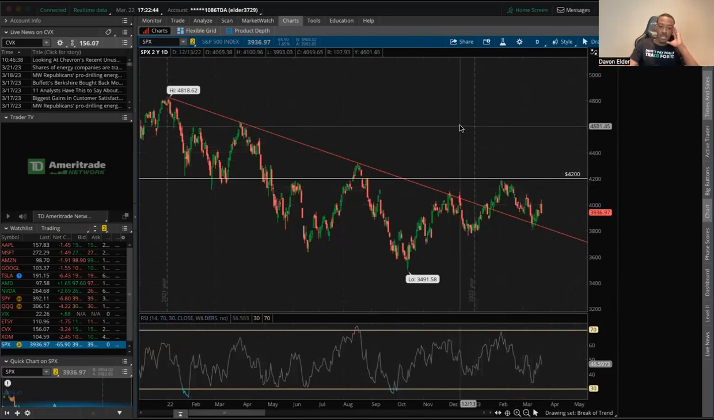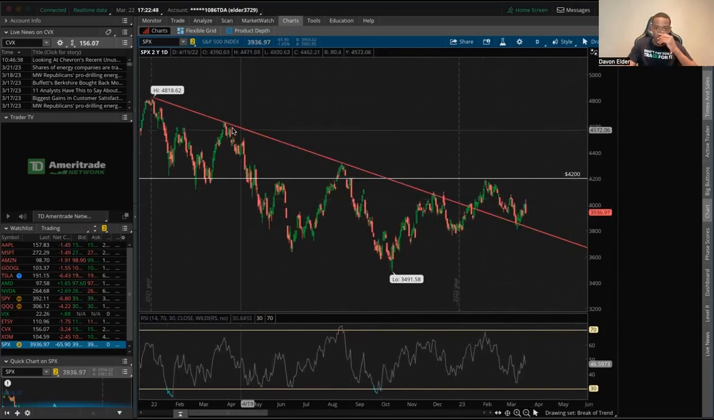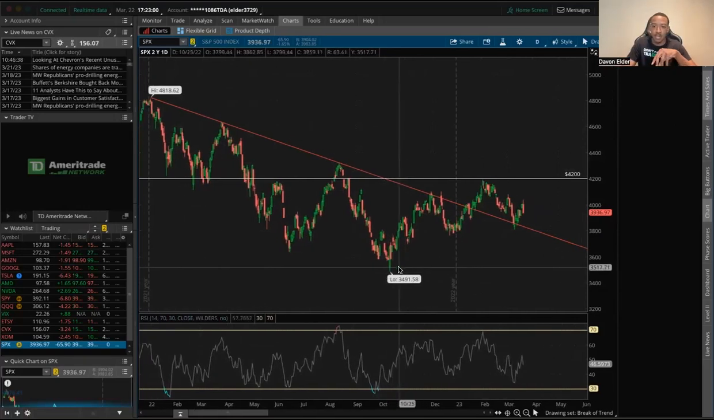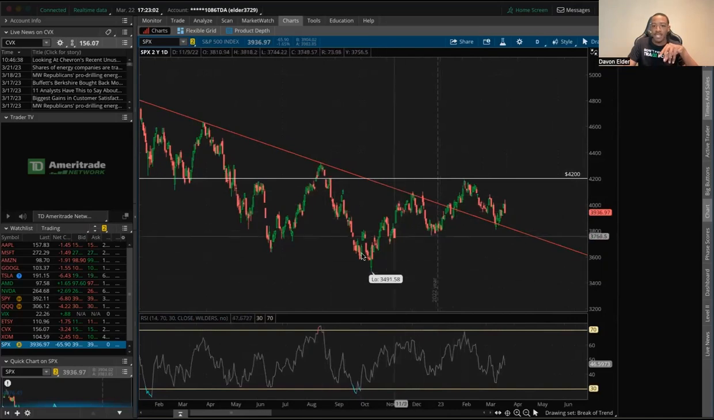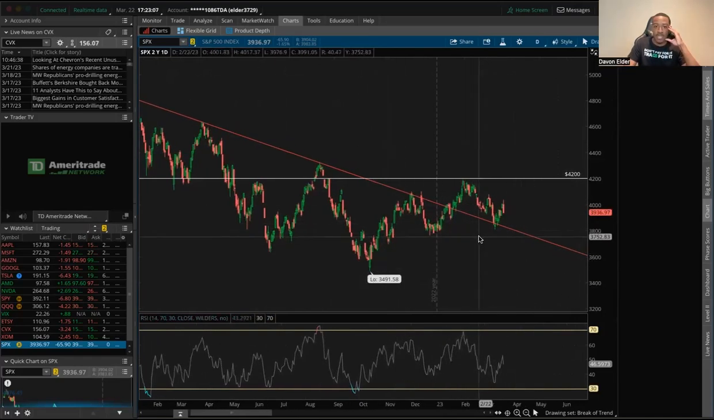But if we just sit back and look at these charts and what has happened, we were at our all-time high. We came down and made our current bear market cycle low, and we haven't been anywhere near it since. We may come down and retest it, we may not.